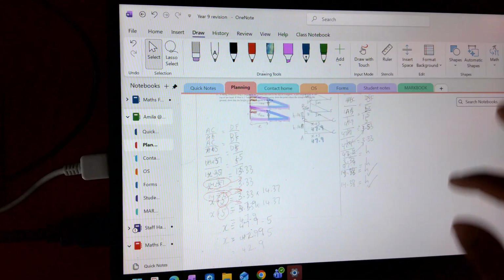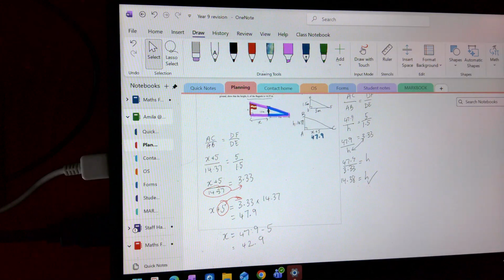And that's everything on your revision sheet. You've got 2 lessons in class to go through everything, so hopefully this video will help if you are studying at home by yourself, which I highly recommend you do.